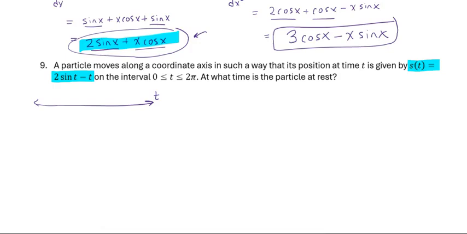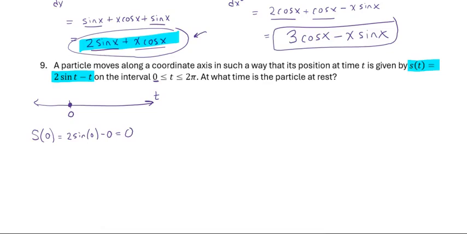So one way to think about it is, what's going on with it? At the beginning, it's at s of 0. 0 is where we start. If you just plug 0 into the function, you get 2 sine 0 minus 0. Sine of 0 is 0, minus 0 is 0. So when you start this problem out, the particle is sitting right here.